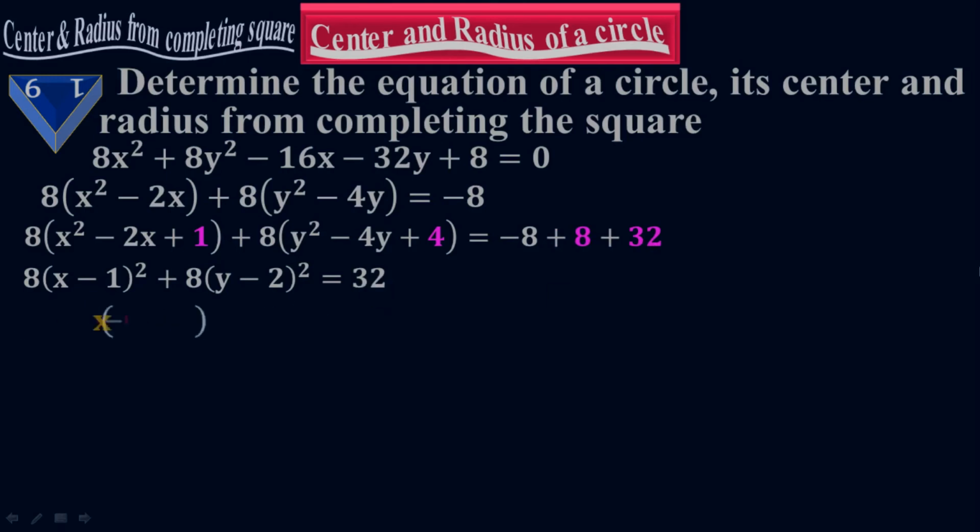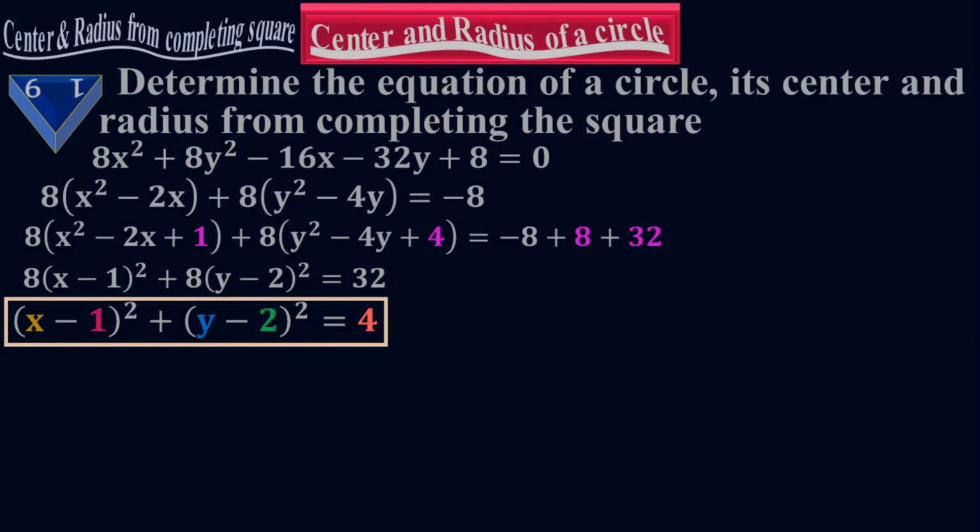Therefore, my new equation will be in this form. I divide both sides by 8. When I divide this side by 8, this 8 will cancel and this 8 will cancel. 32 divided by 8 will be 4. I will be left with 4 on the right side when I divide both sides by 8. Therefore, I have only x minus 1 to the whole square plus y minus 2 to the whole square equals 4. So this will be the perfect equation of a circle.